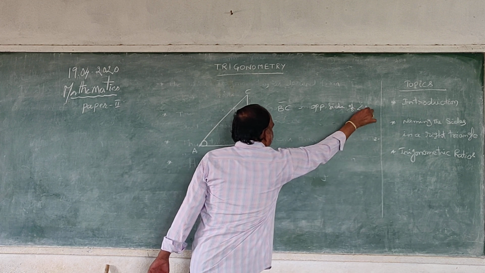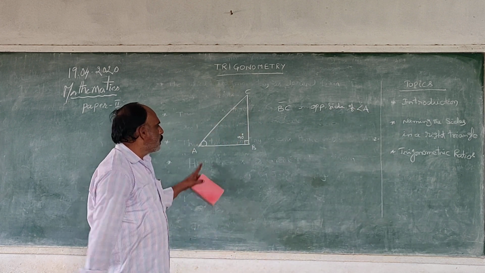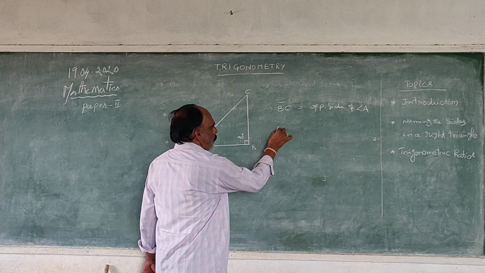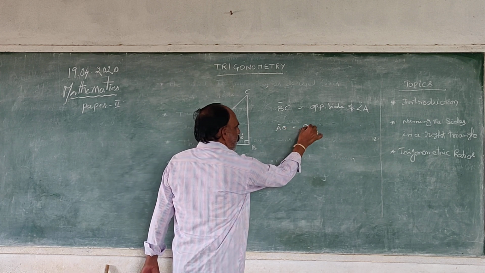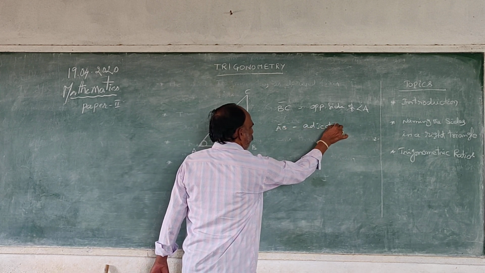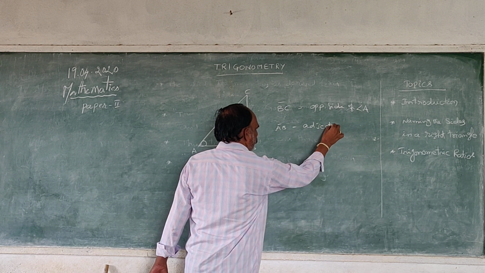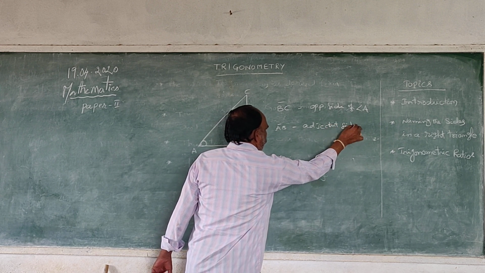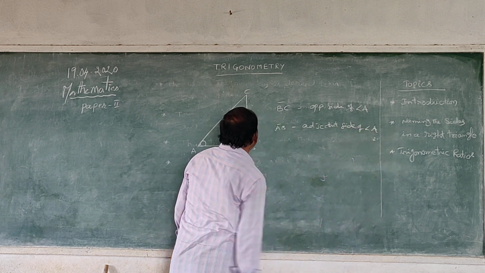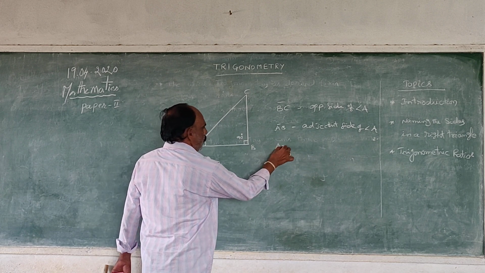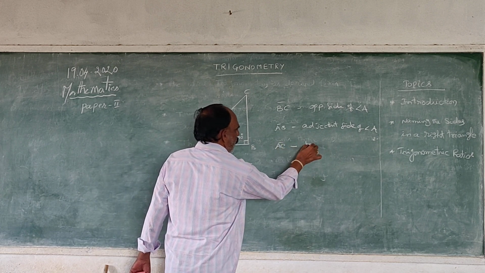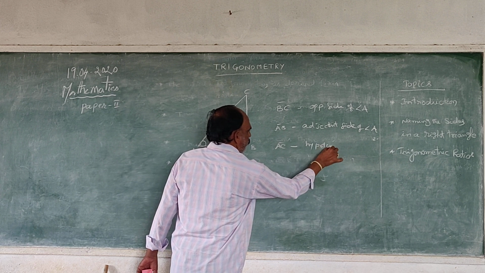And next one, AB is the adjacent side of angle A. And next one, AC is the longest side, called the hypotenuse.